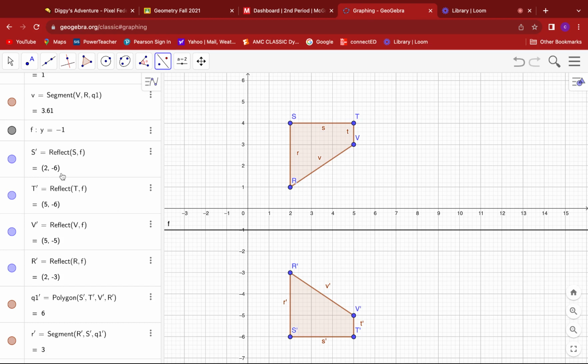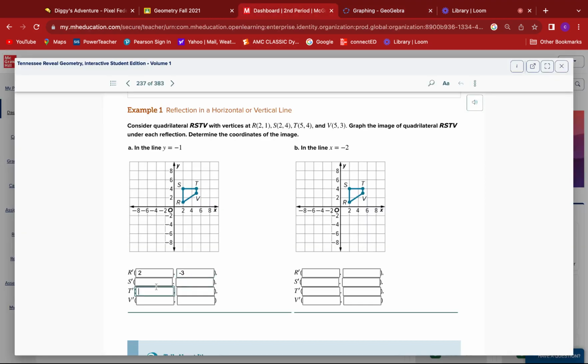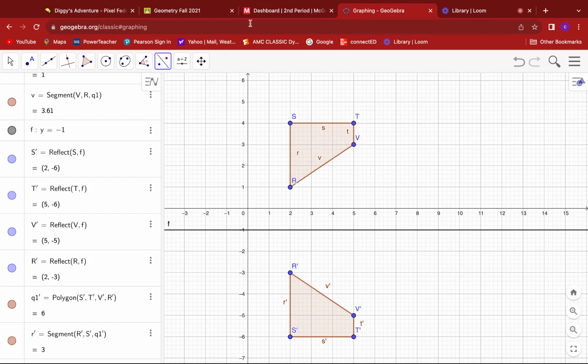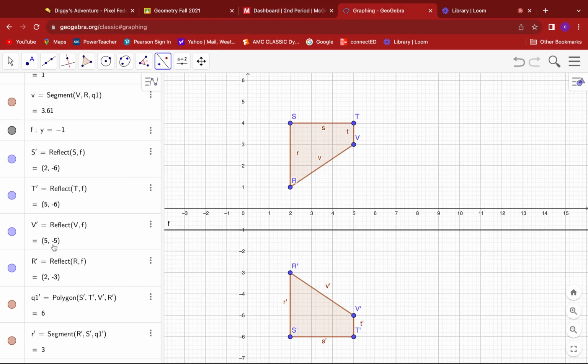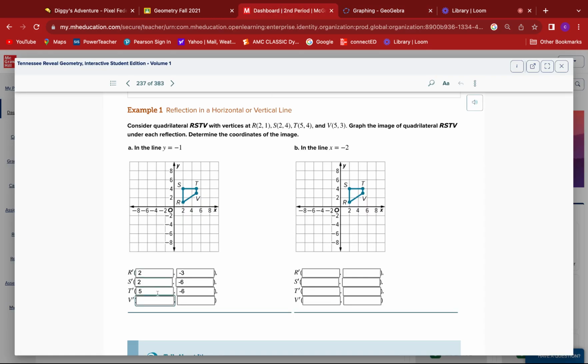All right, S prime is 2, -6. T prime is 5, -6. Last but not least, B prime, 5, -5. All right. Looks like we are done with that one. All right, let's do the next one.